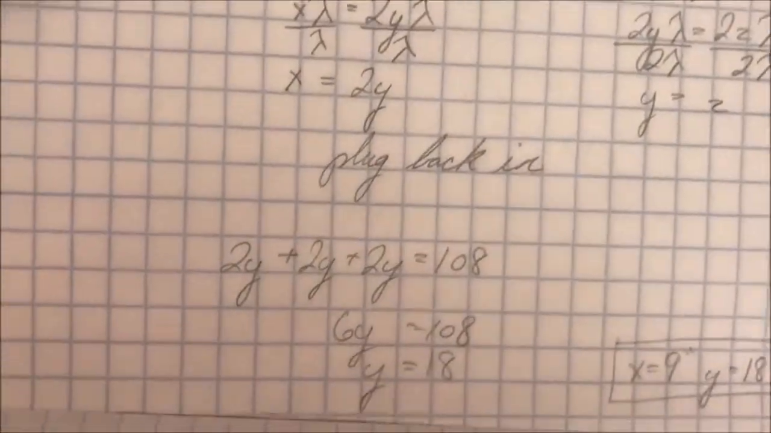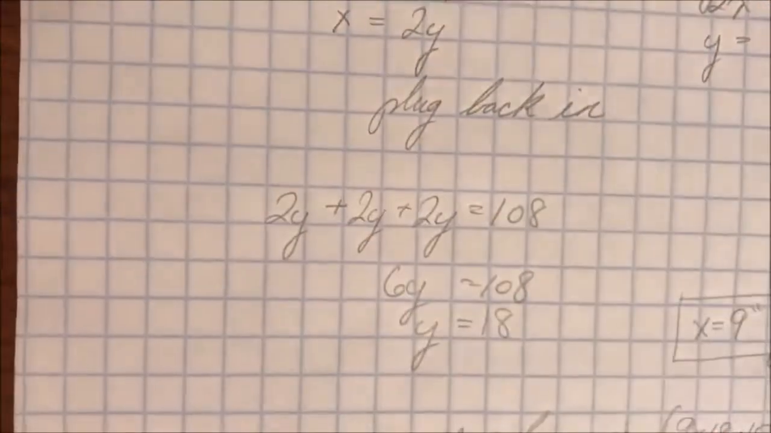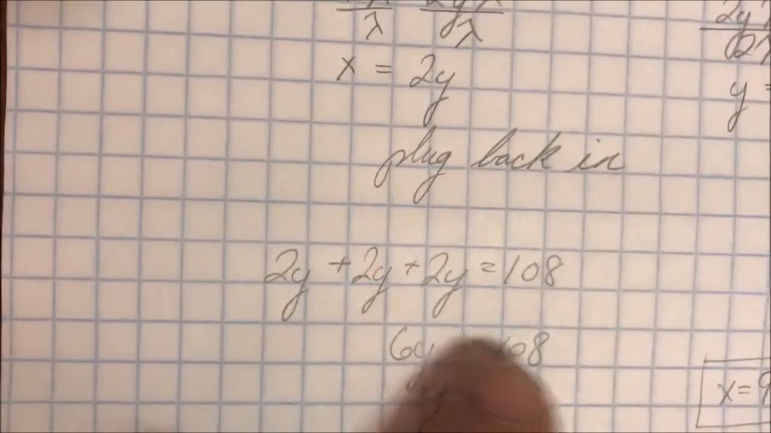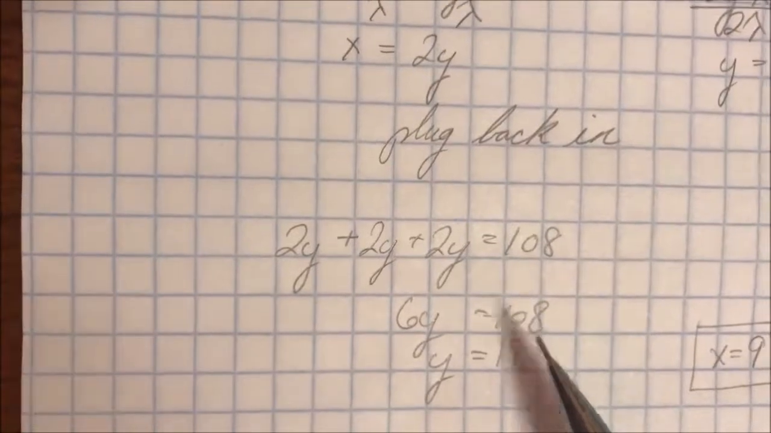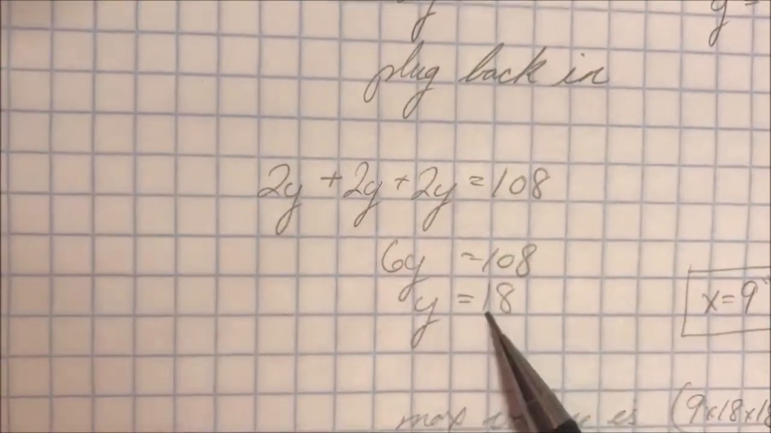So then when we plug these back into the original, if we put it all in terms of y, we get 2y plus 2y plus 2y equals 108. So that's 6y equals 108 inches. Divide by 6, we get y equals 18.